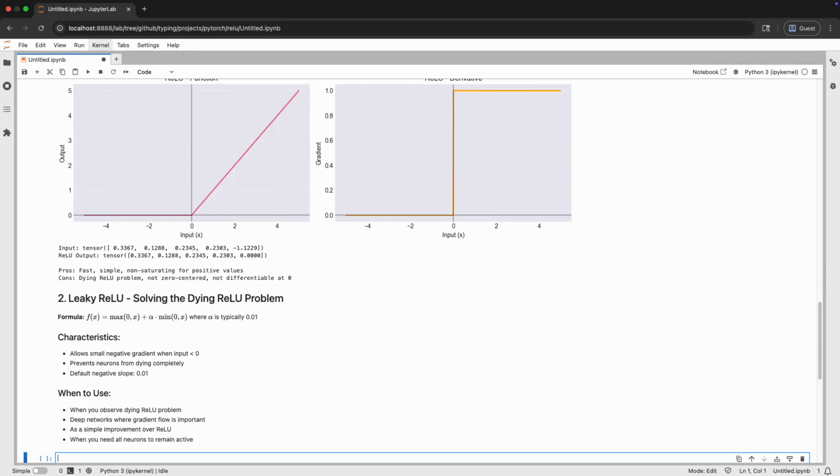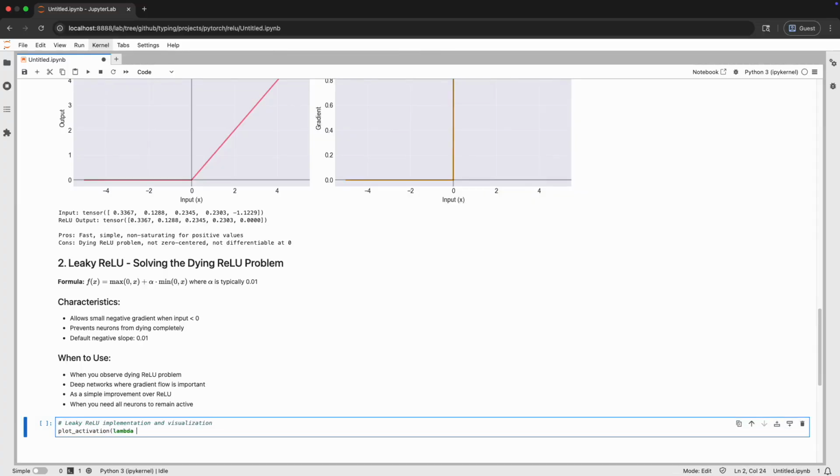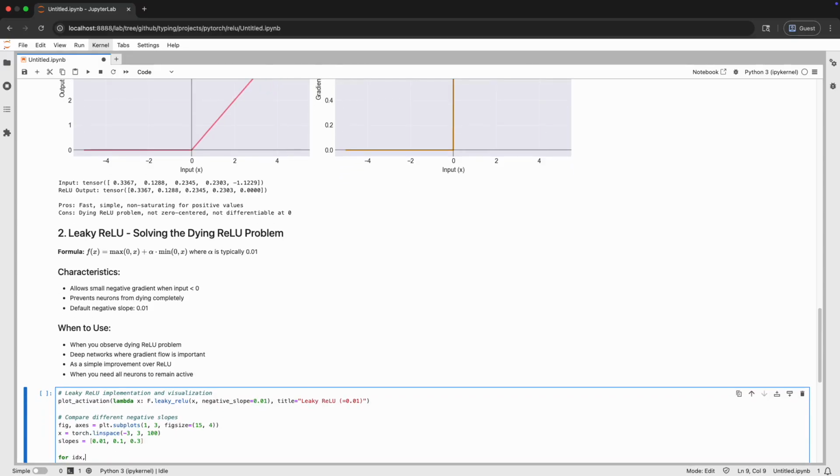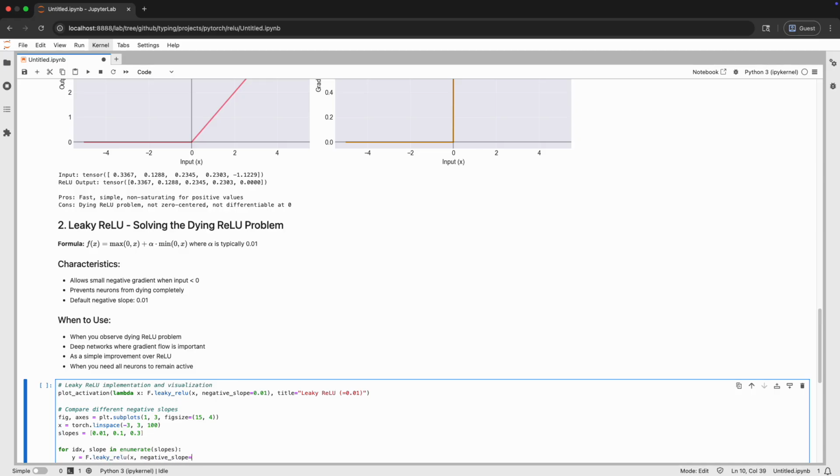Moving on to Leaky ReLU, which solves the dying ReLU problem. The formula allows a small negative gradient when input is less than 0, typically with alpha equal to 0.01. This prevents neurons from dying completely by allowing small negative gradients to flow through. Core code. Now I'm visualizing Leaky ReLU with different negative slopes. We'll compare how different alpha values affect the function's behavior.